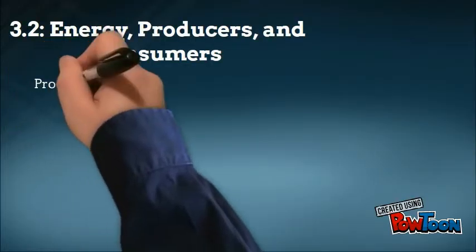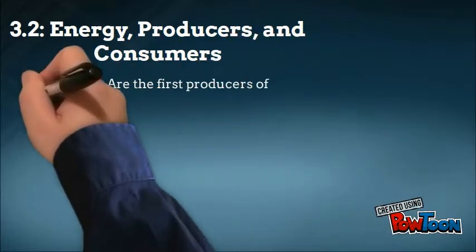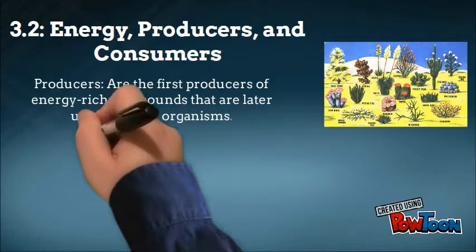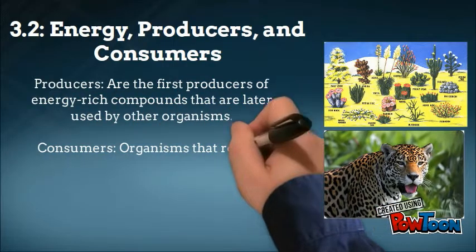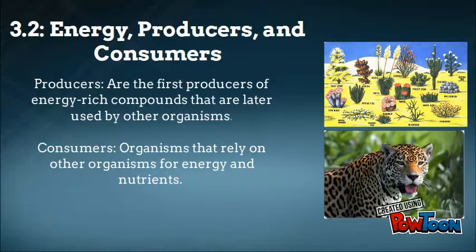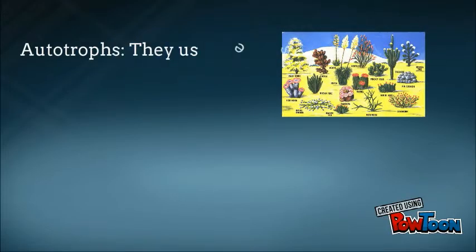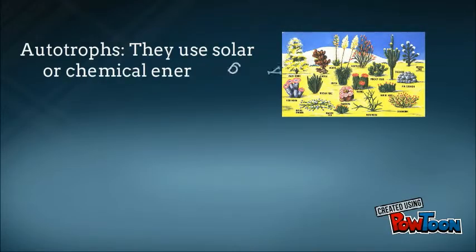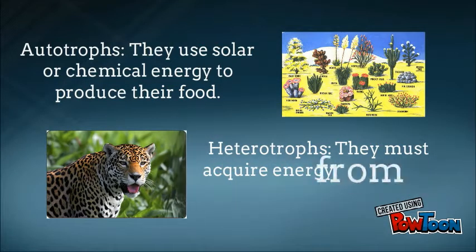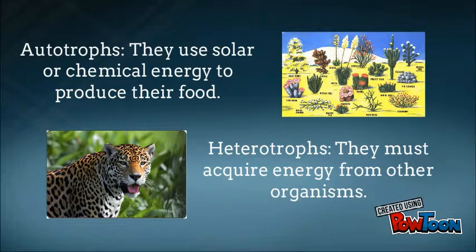Energy producers and consumers. Producers are the first producers of energy-rich compounds that are later used by other organisms. Consumers are organisms that rely on other organisms for energy and nutrients. Autotrophs use solar and chemical energy to produce their food. Heterotrophs must acquire energy from other organisms.